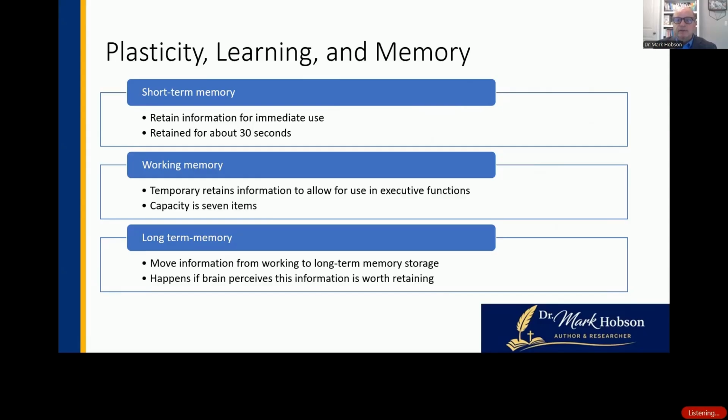That's working memory. Long term memory: if the brain perceives that learning, for example, a trial balance listing of ledger accounts for all debits and credits, or the capital city of all 50 states, is worth retaining for us, this information may be moved from working memory to long term memory storage through a process called long term potentiation, or LTP, which is the gold standard of teaching and learning design.